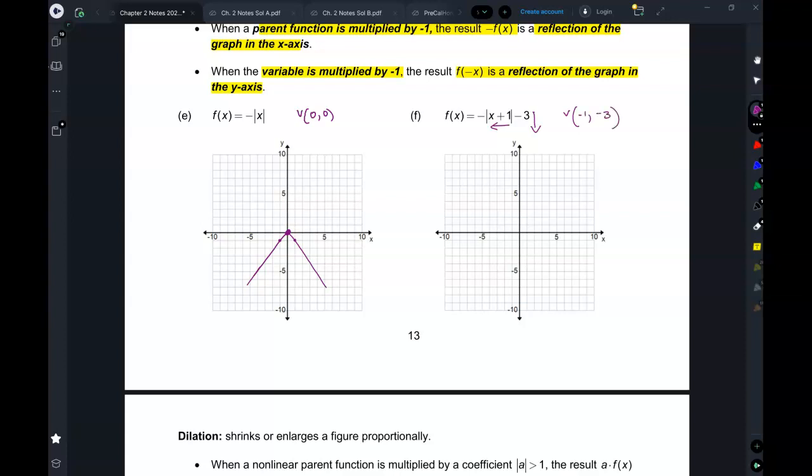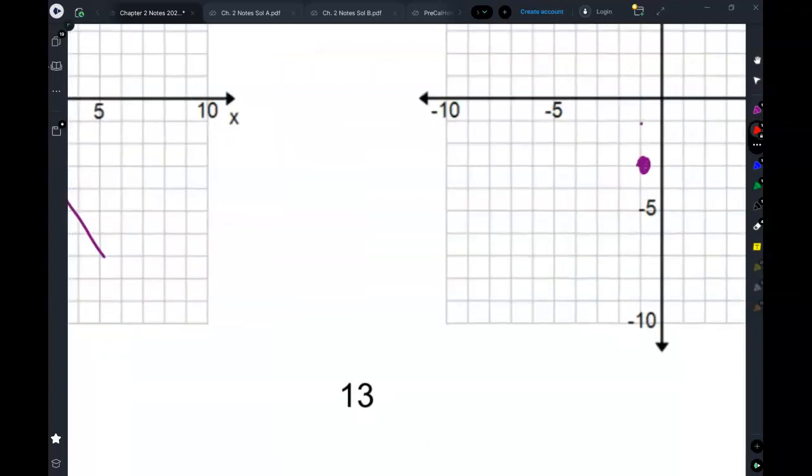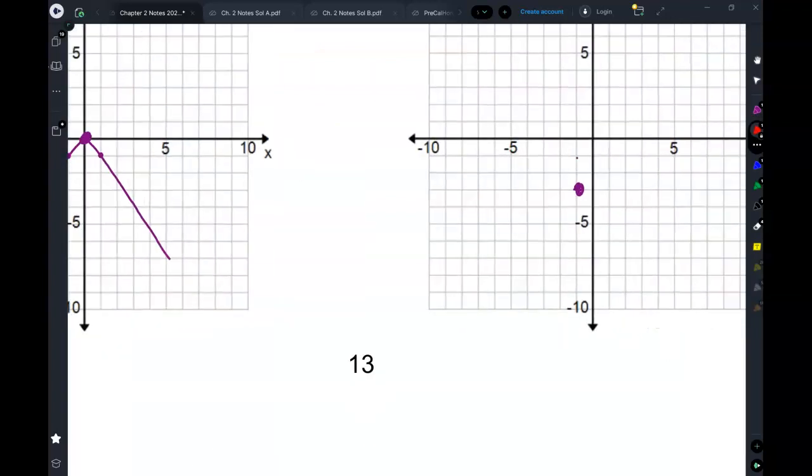Negative 1 and negative 3. 1, 2, 3. But there is also a reflection around the x-axis. So what am I going to do? Down 1, over 1, and so on. How cool is this, right?